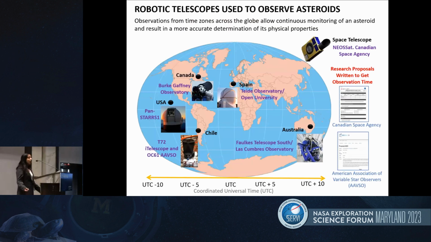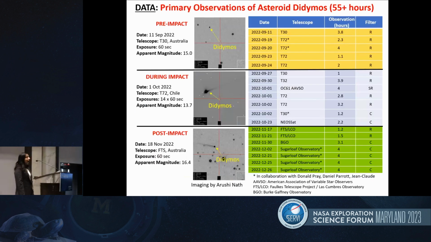So this is a map of all the telescopes I used during my research. These telescopes were spread out all around the world in places like Canada, Chile, and the United States. In whole, I got over 55 hours of observations of the Didymos binary system. These observations were spread before, during, and after the DART impact.